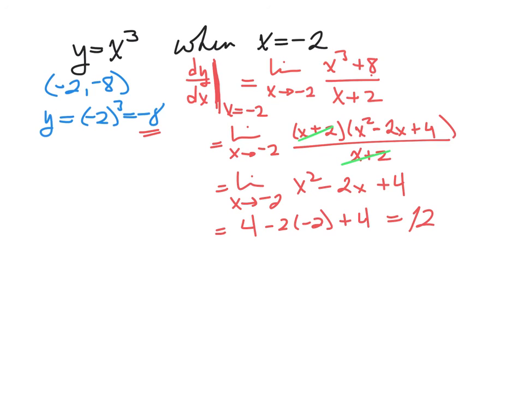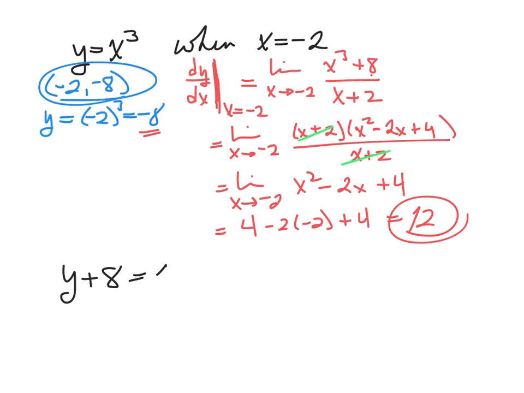Our last step now to write the equation of the line, we have our slope and we have our point. So the equation of our line is y minus the y coordinate, negative 8, is equal to slope times x minus the x coordinate of negative 2. And there's our tangent line.